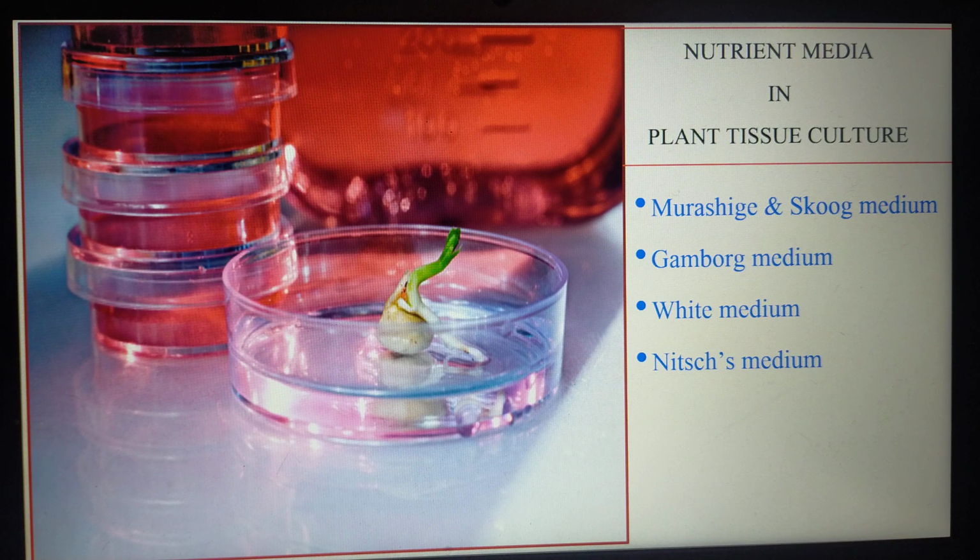More specifically, Murashige and Skoog medium, we simply call it MS medium. And that is the most widely used nutrient medium in plant tissue culture. Apart from that, Gamborg's medium, which is also called B5 medium, then White medium and Nitsch medium. So these are the four widely used nutrient media in plant tissue culture.